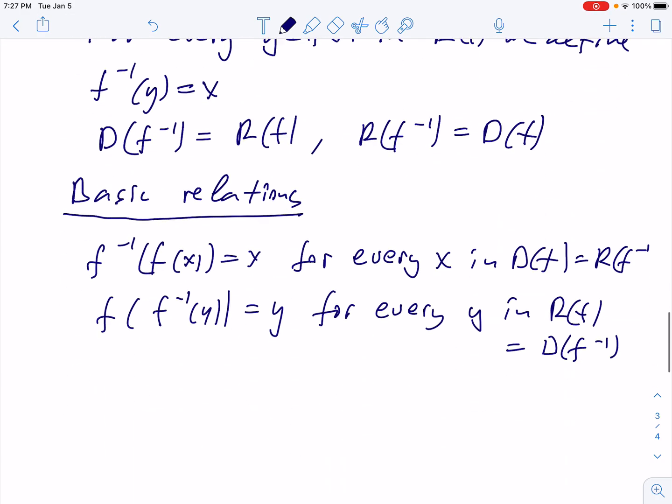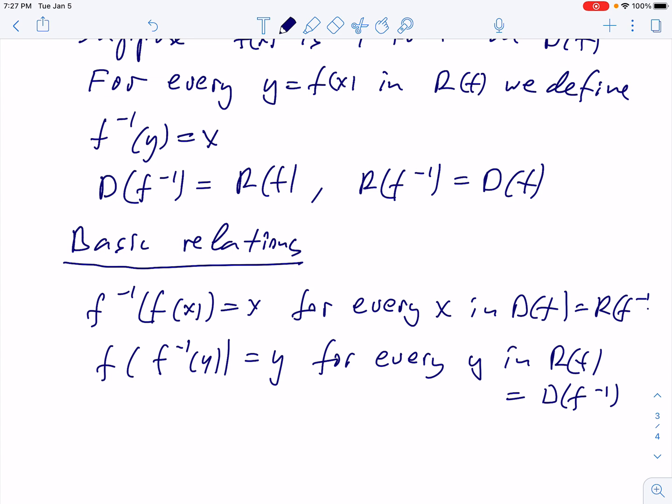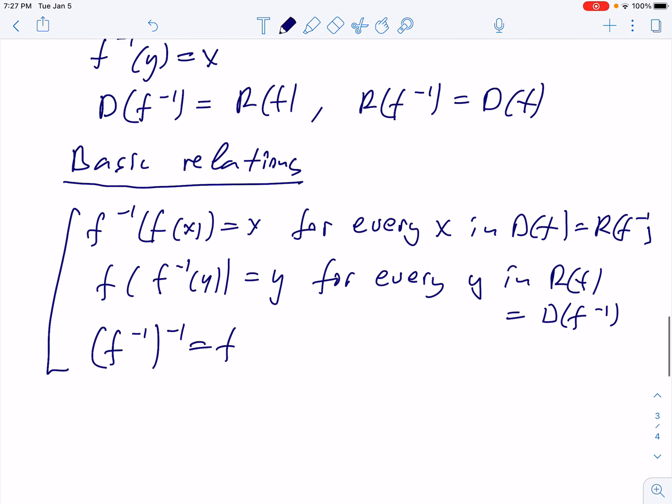The range of the inverse function. Another basic relation which is good to add here for completeness is if you take the inverse of the inverse function, you come to the original function f. So these are the basic relations. Now, I can show you how we can work with inverse functions and find ranges for functions using these properties.